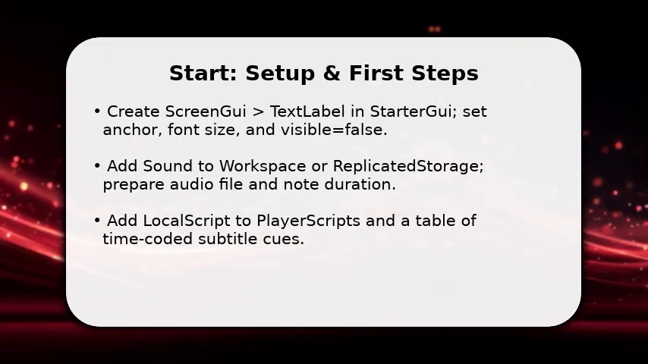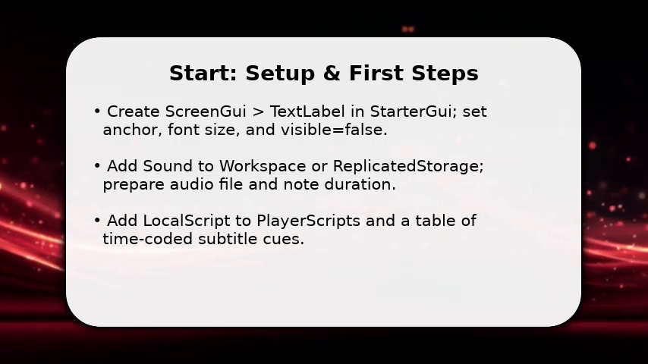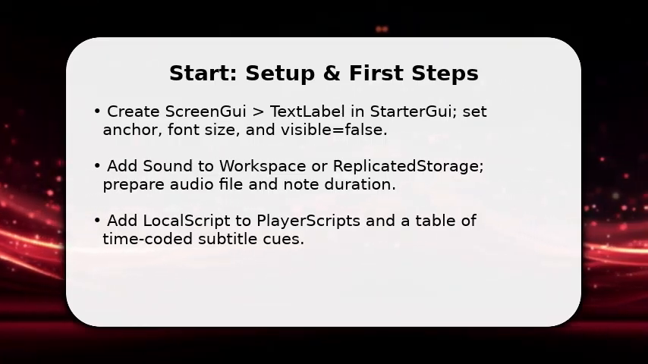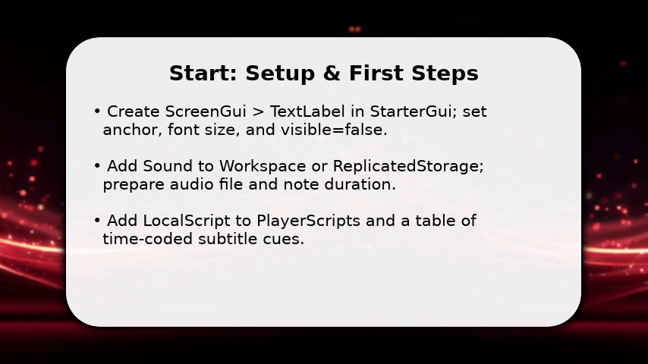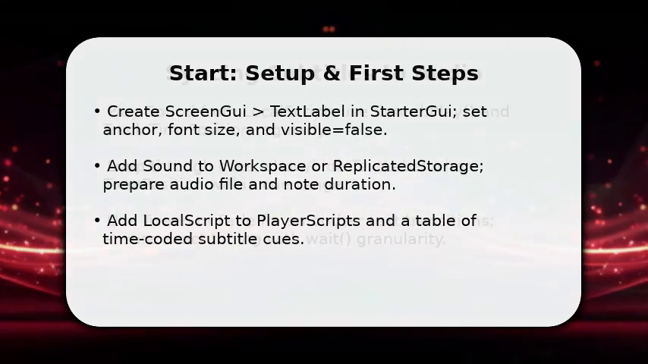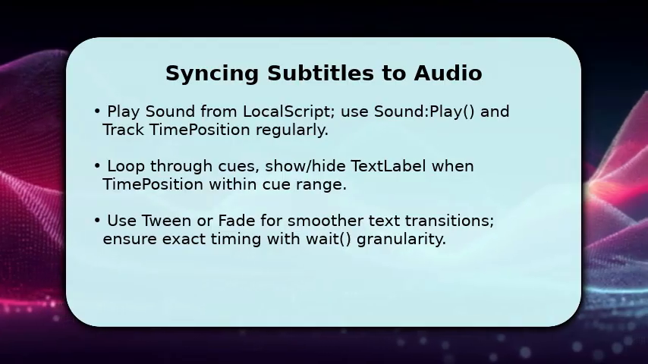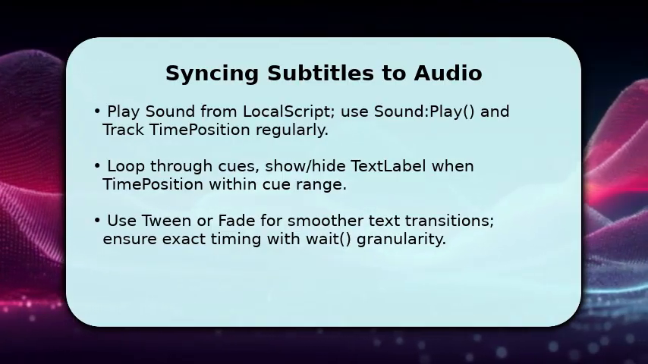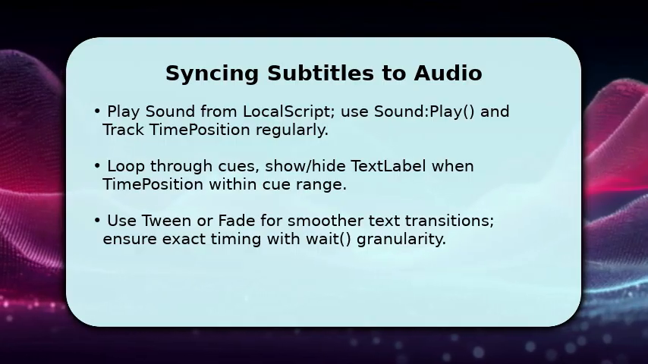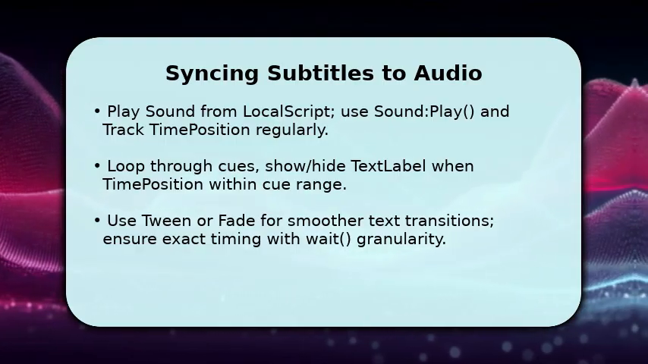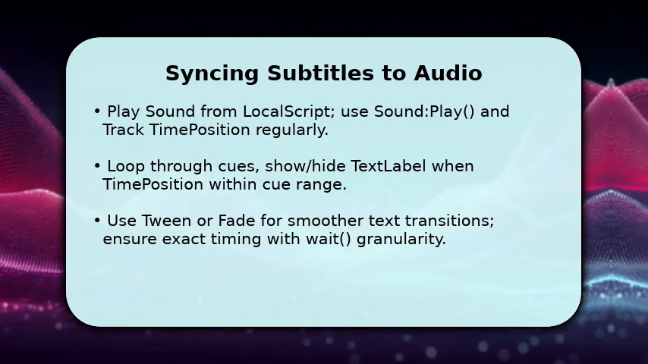This prevents flashing. You're now ready to write the playback routine that syncs text to audio, so open the local script and prepare to bind the sound instance. You will now implement timing. When the local script calls sound play, start polling sound.TimePosition every frame or at a small interval like 0.05 seconds.